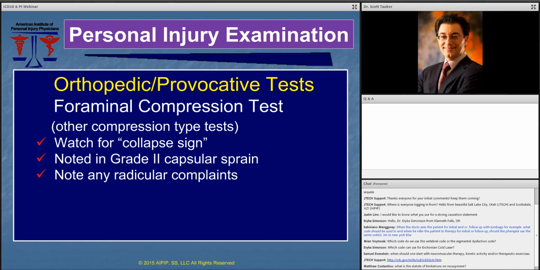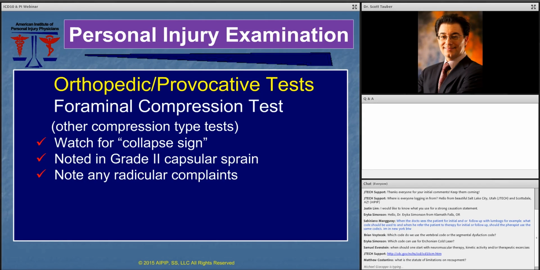So your documentation would look something like this. Foraminal compression test was positive on the right with collapse sign and radicular complaints, obviously, if they were there, indicative of a cervical sprain injury.